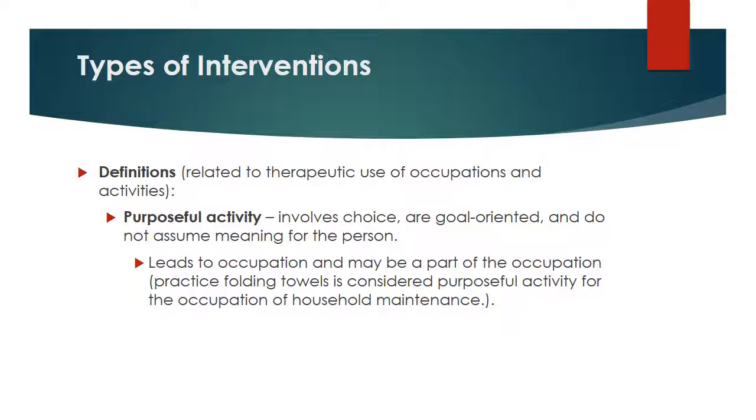The next definition is purposeful activity, which involves choice, is goal-oriented, and does not assume meaning for the person. It leads to occupation and may be a part of the occupation. For example, practice folding towels is considered purposeful activity for the occupation of household maintenance. The purposeful activity in the example I gave earlier would be completing a class assignment.